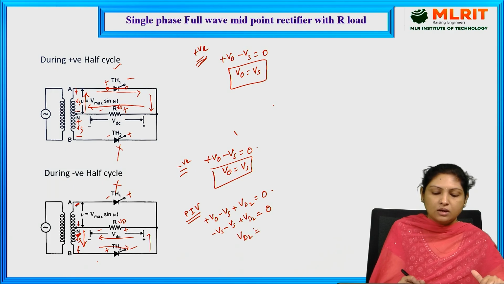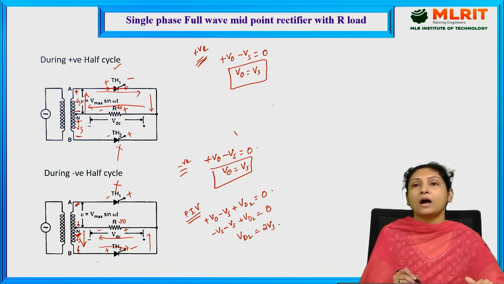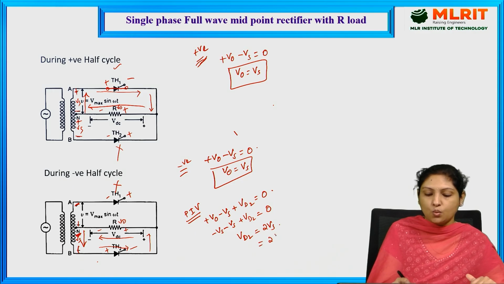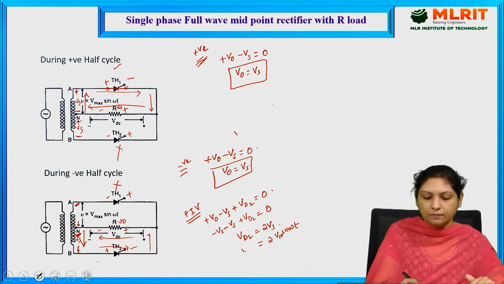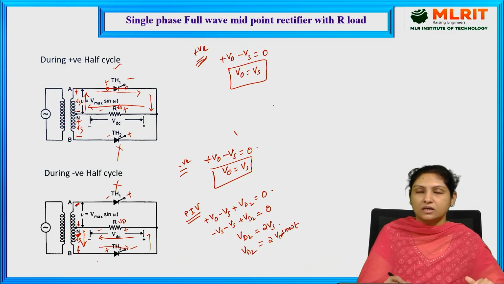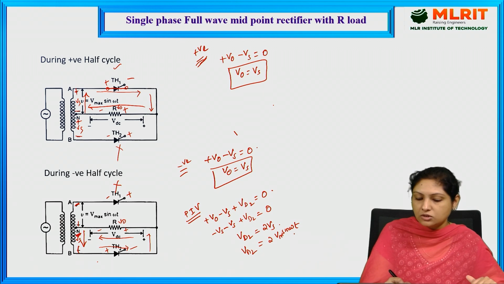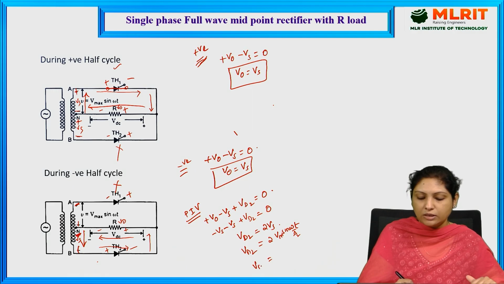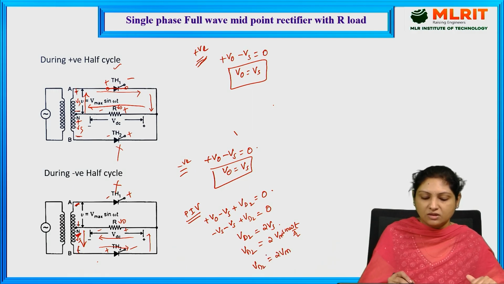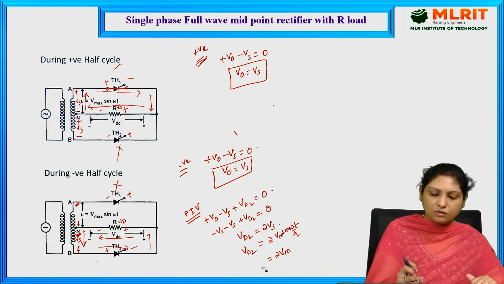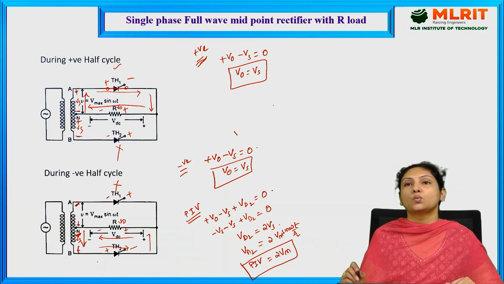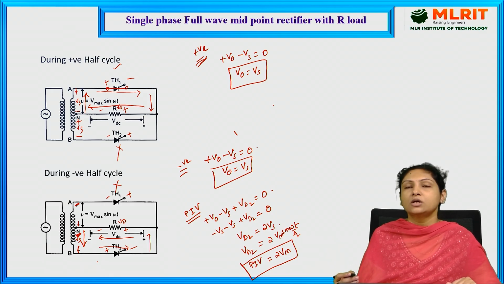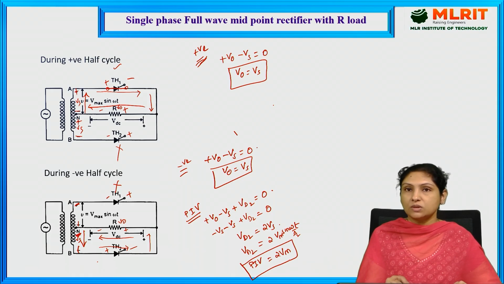Vd2 is equal to 2Vs, and I am taking Vs as Vm sine omega t. Sine will be maximum at omega t equal to pi by 2, sine 90 is equal to 1. So at that instant, Vd2 is equal to 2Vm. This is nothing but the peak inverse voltage formula. Peak inverse voltage is the maximum voltage which appears across the thyristor during the off state, so it needs to withstand 2Vm.